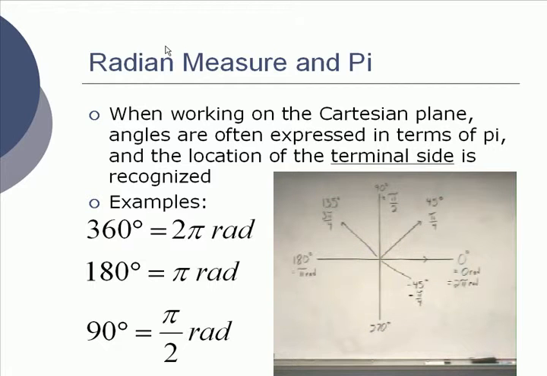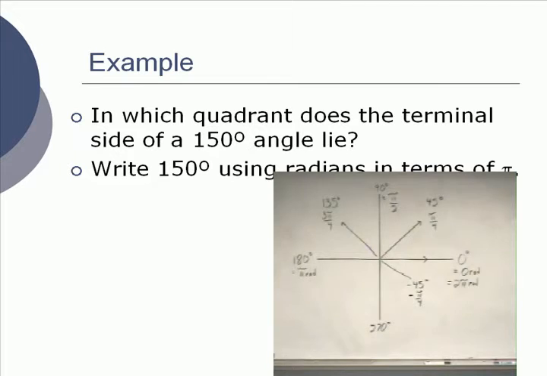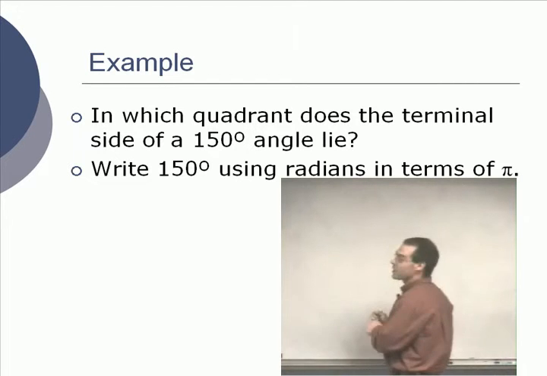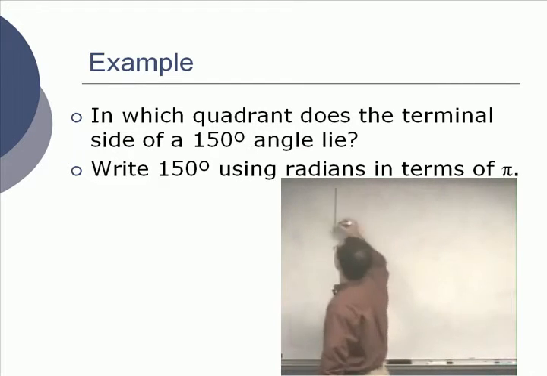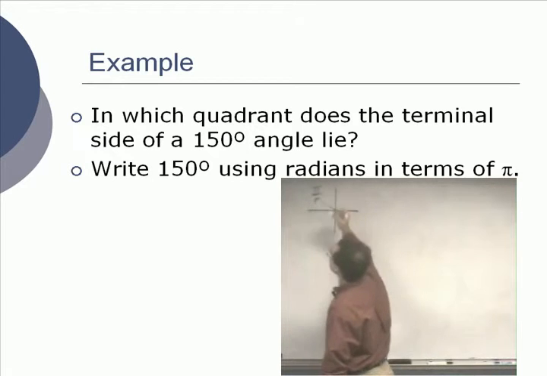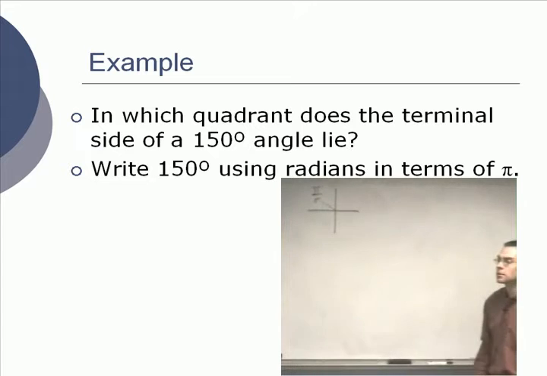Now we're going to do a few conversions of that method in just a minute. Which quadrant will the terminal side of a 150-degree angle lie? There's the first question. Second quadrant. That's right. Answer the first part of this question. 150 degrees is going to be right about there. That's quadrant 2. So that answers the first part of the question.